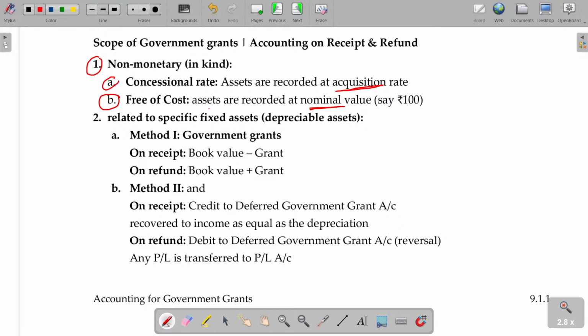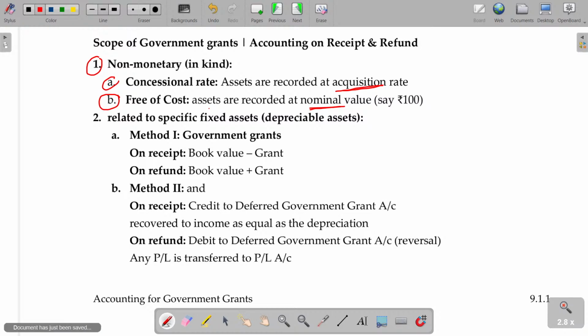In case of a solar panel, if you want to install it in your premises, government gives 30% subsidy. So it means you have to pay only 70%. The value may be 10 lakhs, but you are paying only 7 lakhs. So you have to show the value of the asset in your books at 7 lakhs only. That's the first scenario.